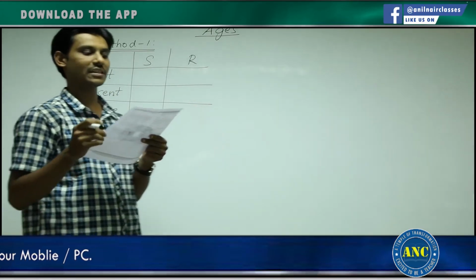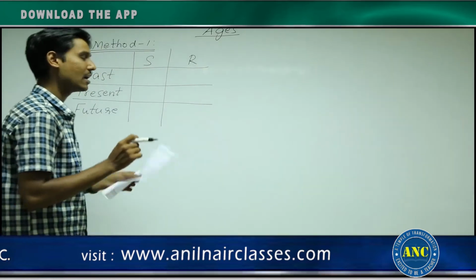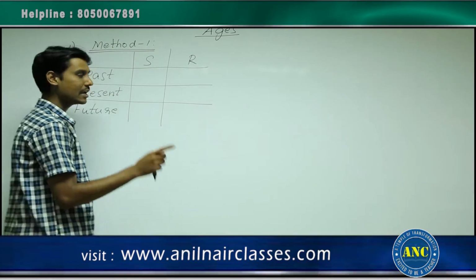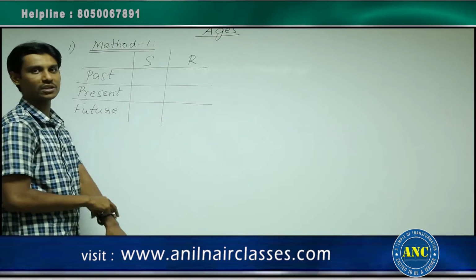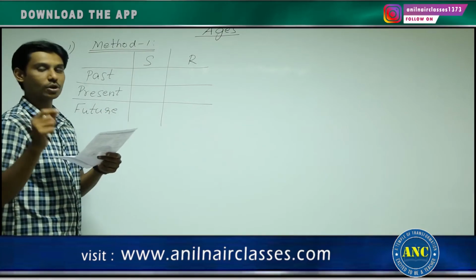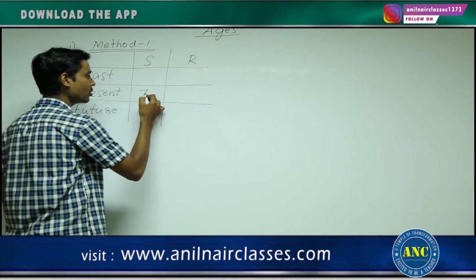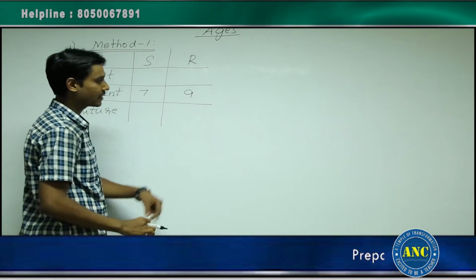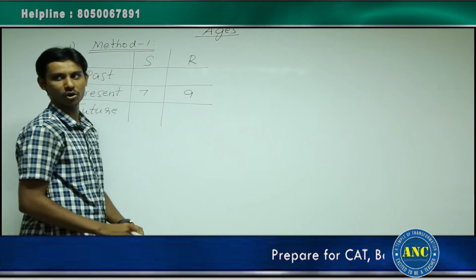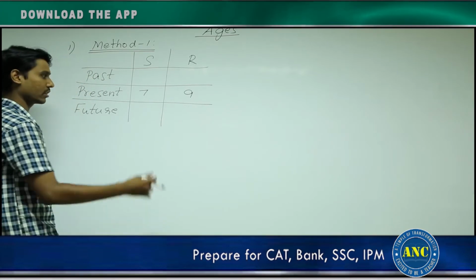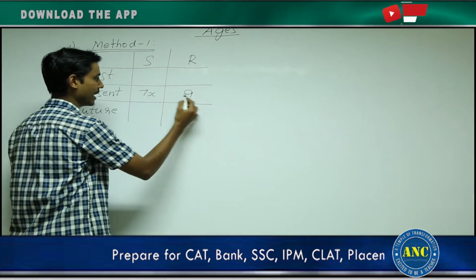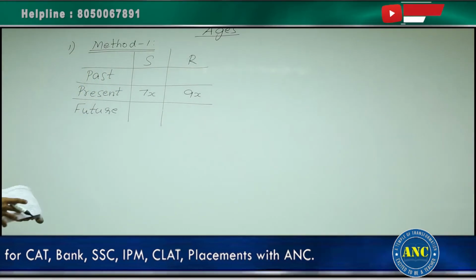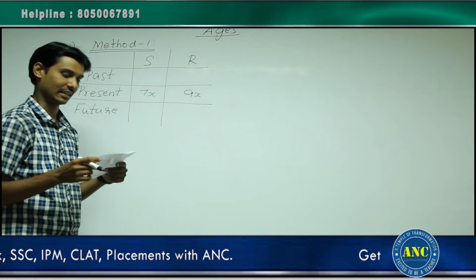If the ages are in the respective ratio of 7:9, the present ages, if nothing is mentioned, are assumed as present. If the present ages of Sachin and Rahul are in the ratio 7:9, and one term is multiplied by some constant, the other term should also be multiplied by the same constant. If I multiply 7 by x, 9 also should be multiplied by x. That means the present ages of Sachin and Rahul are 7x and 9x, right?